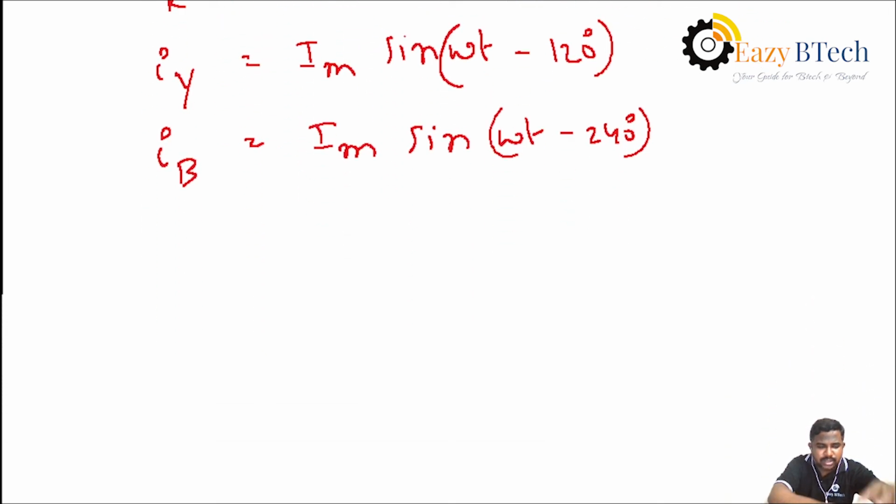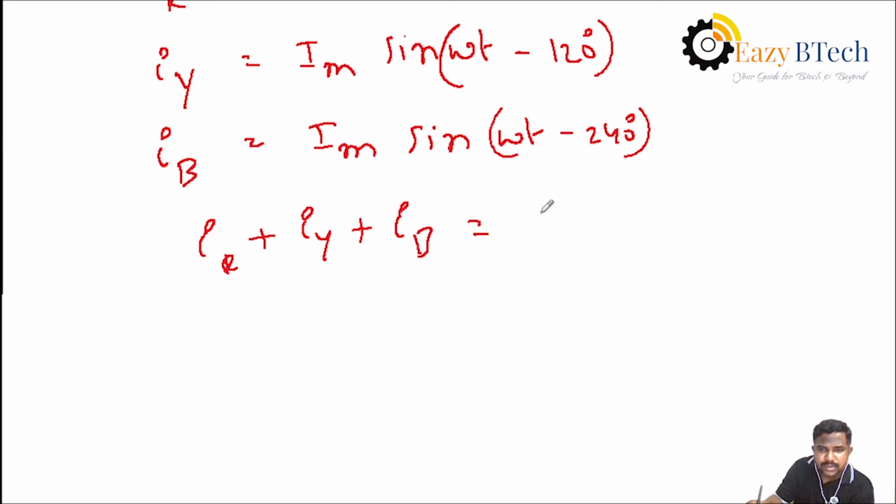In a balanced star connection, IR plus IY plus IB equals 0, which is a very, very important point. In star connection, the sum of all phase currents will be 0. Why? Because all the magnitude values of the currents are equal, but only displaced by angles. That's why the sum of all currents will be 0.